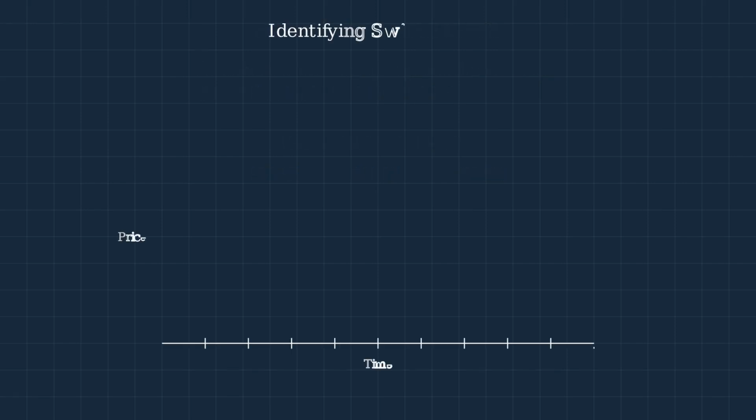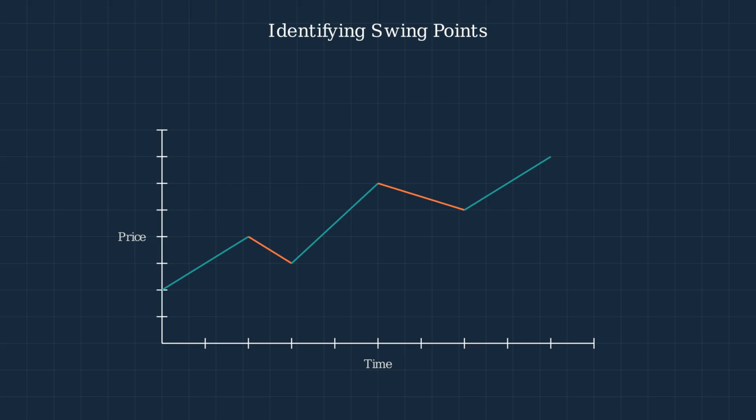To plot Fibonacci extensions, we first need to identify significant swing points on the chart. These are the local tops and bottoms in the price movement. For an uptrend, we identify a significant swing low, followed by a swing high, and then another swing low. These 3 points form the basis for our Fibonacci extension calculation.